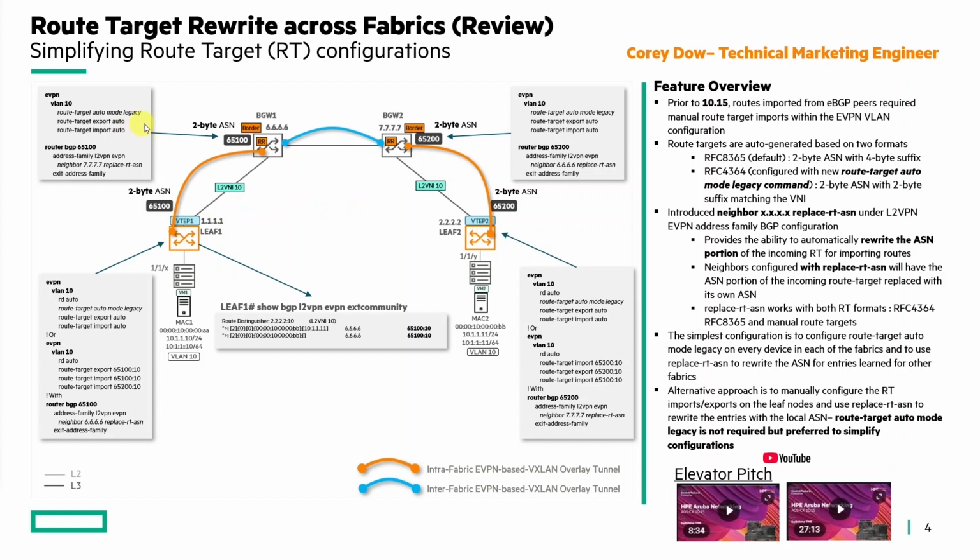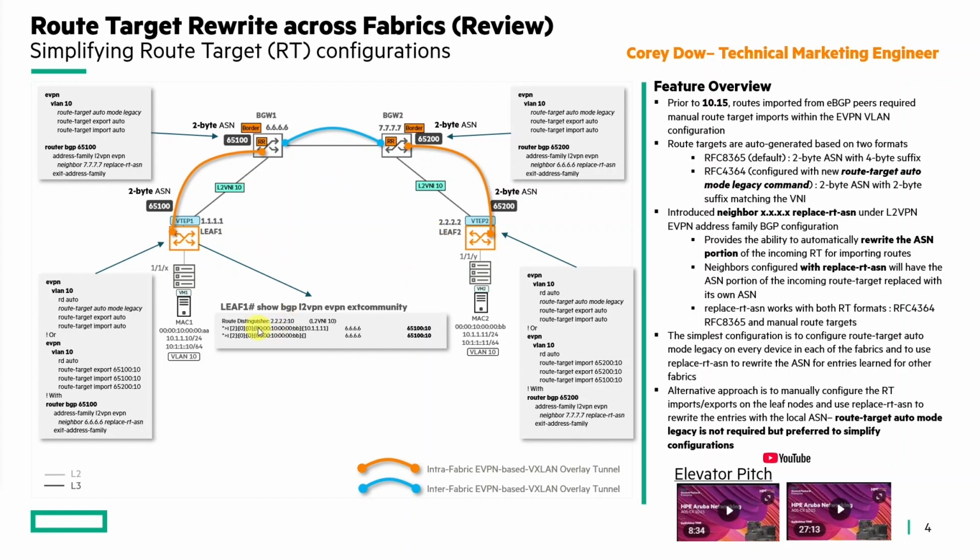And so we supported the route target rewrite, as you can see in the configuration here, where we introduced two commands in that release: route target auto mode legacy, as well as the neighbor context where you see replace RTASN. What happens is we take whatever ASN it's coming from and end up rewriting it as it crosses the fabric. So say traffic from VM1 or VM2 going across the fabric to the other side, you're going to see that that route target is going to get rewritten from that ASN perspective.